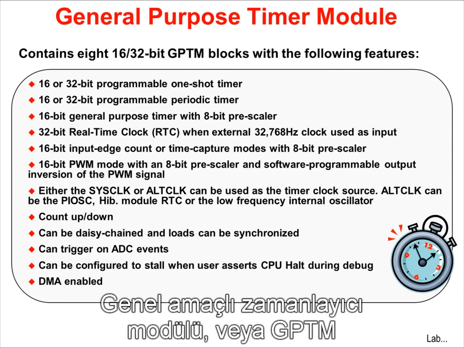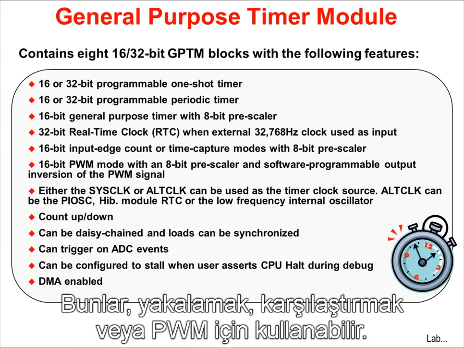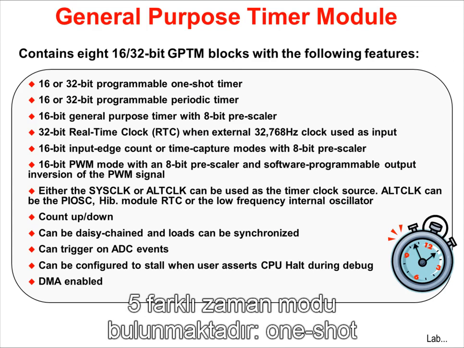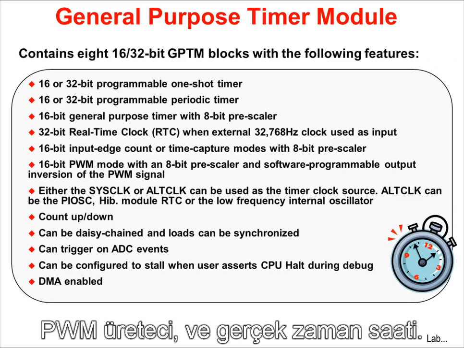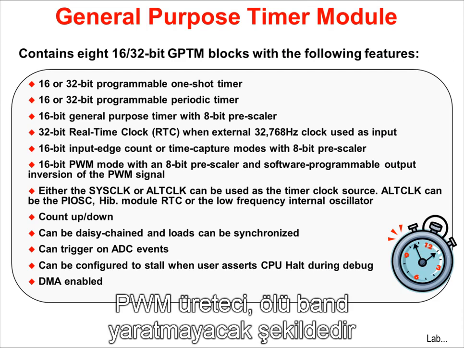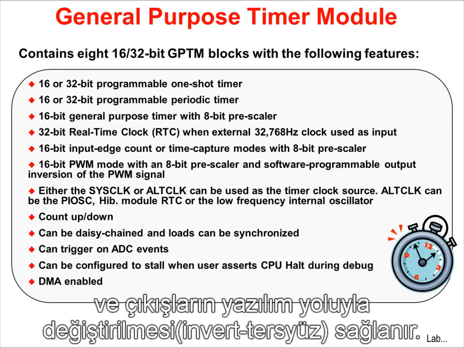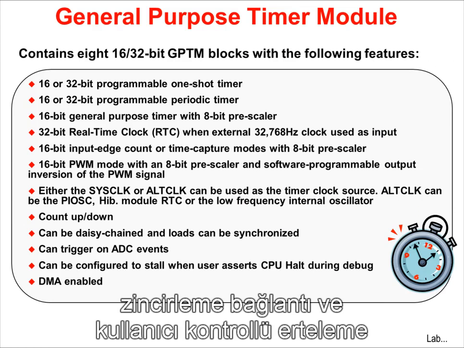The General Purpose Timer module, or GPTM, has 8, 16, or 32-bit timer blocks. They can be used for capture, compare, or PWM. There are 5 different timer modes available: one-shot, periodic, input edge count or time capture, PWM generation, and real-time clock. The timers can count up or down. PWM generation is simple with no deadband generation and software inversion of the outputs. The module supports synchronization across multiple timers, daisy chaining, and user-enabled stalling during debugging.